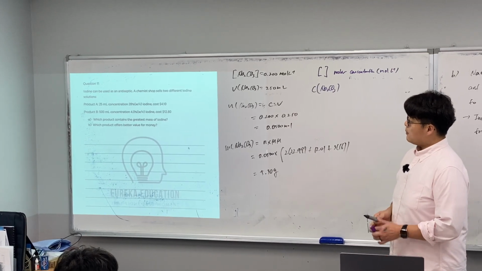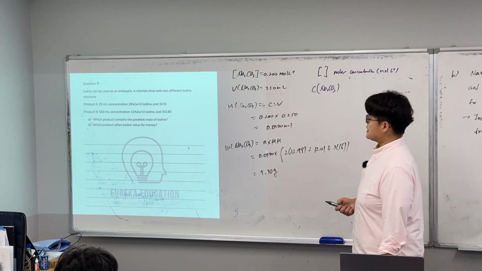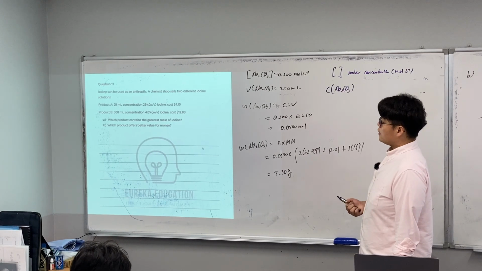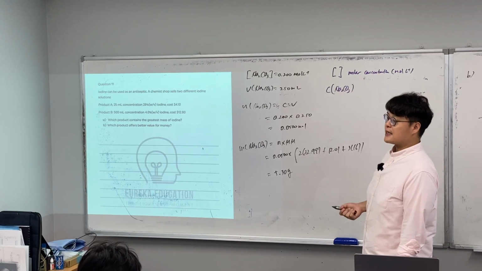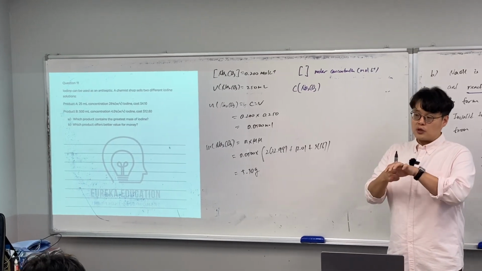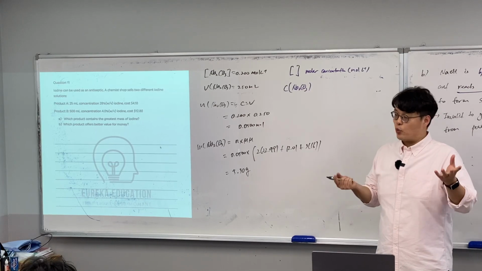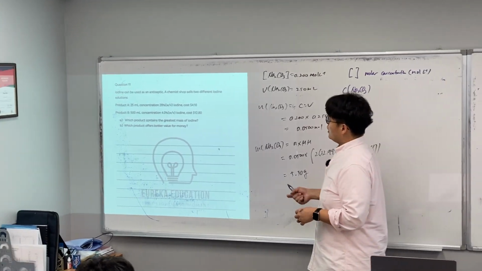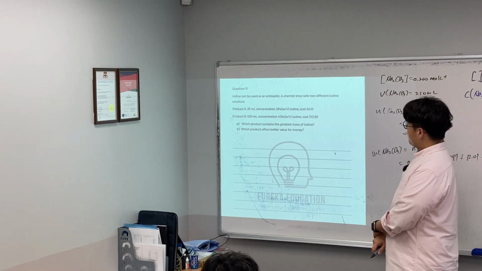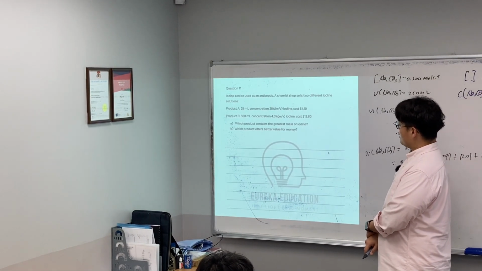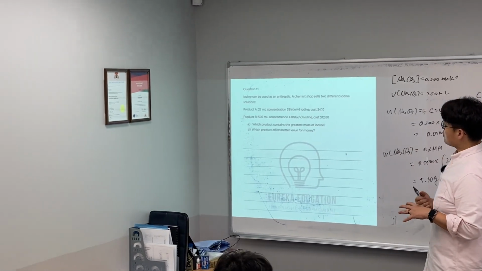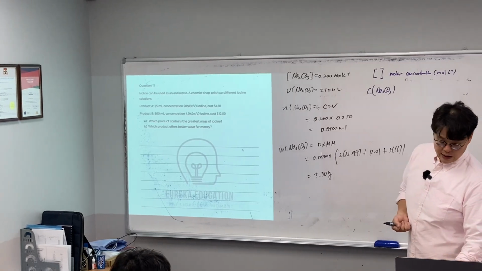13. Iodine can be used as an antiseptic. A chemist shop sells 2 different iodine solutions. Product A. If you haven't heard about Betadine, basically this contains iodine inside. That kind of reddish solution that you put on your skin somewhere. We gargle with that too. 25 mils of the concentration, 28% weight per volume iodine. It's $4.1 and we have 500 mils of that. Which product contains the greatest mass of the iodine?